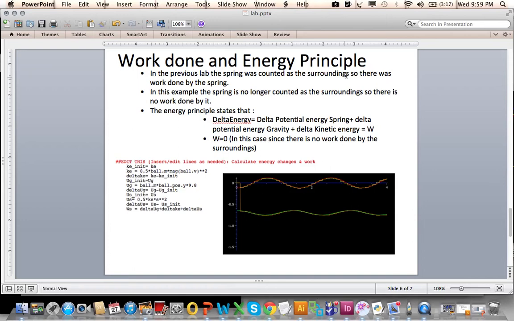The energy principle states that the change in energy is equal to the change in potential energy of the spring plus the change in potential energy of gravity plus the change in kinetic energy. And this is also equal to work. In this case, work is 0, and it's clearly illustrated in this part of the code, which translates to this blue line right here that states that work is 0 through the whole motion.